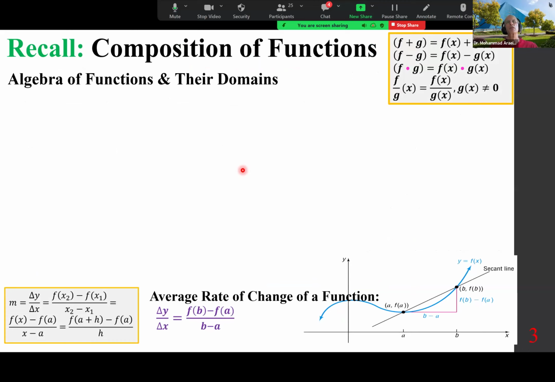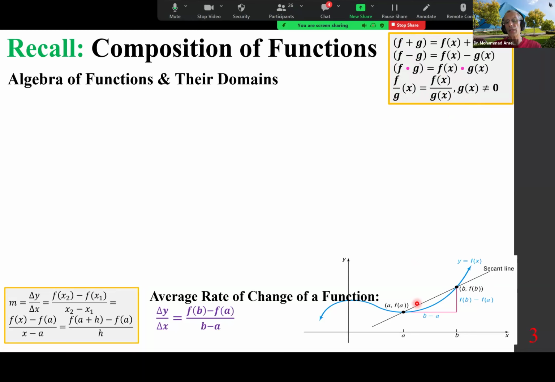Of course, when it gets involved, you can always use a graphing calculator, but recall composition of functions. First of all, algebra of functions. f plus g is f of x plus g of x, f minus g is f of x minus g of x, f times g is f of x times g of x, and f over g is f of x over g of x. The sum function, the difference function, the product function, the quotient function. Needless to say, g can't be zero here.